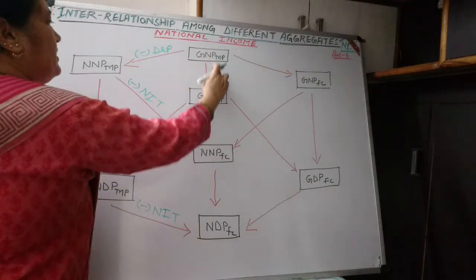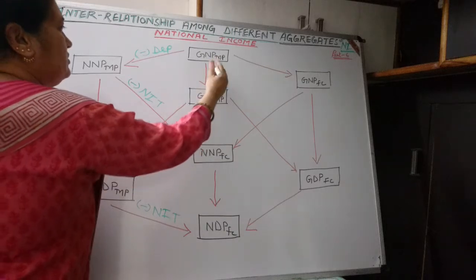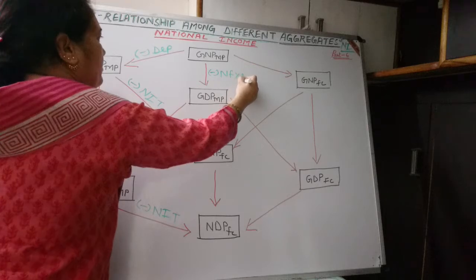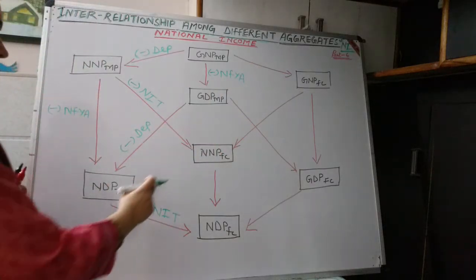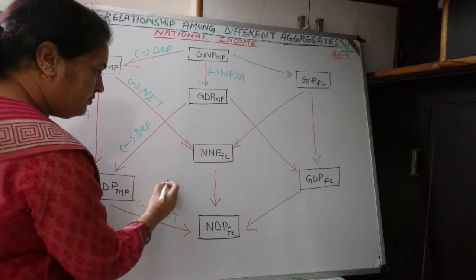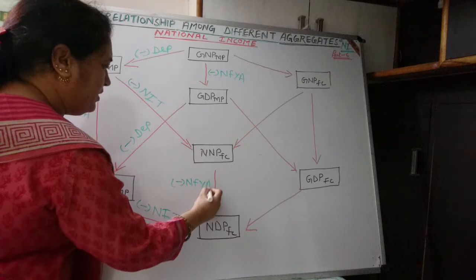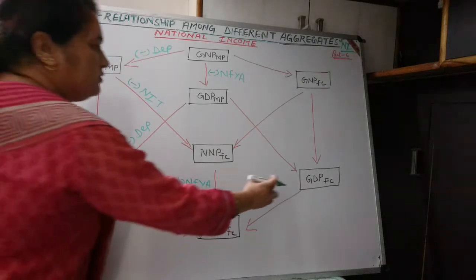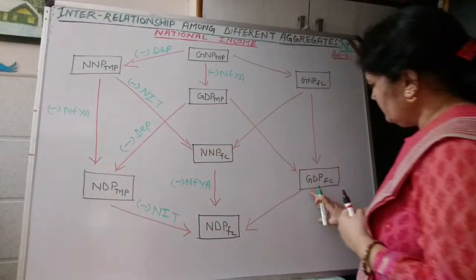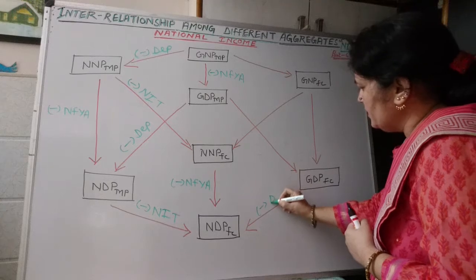And here GNP at MP into GDP at MP. We have to convert national into domestic, minus net factor income from abroad. Similarly, we have to convert NNP at FC into NDP at FC, minus net factor income from abroad. And we have to convert GDP at FC into NDP at FC, minus depreciation.